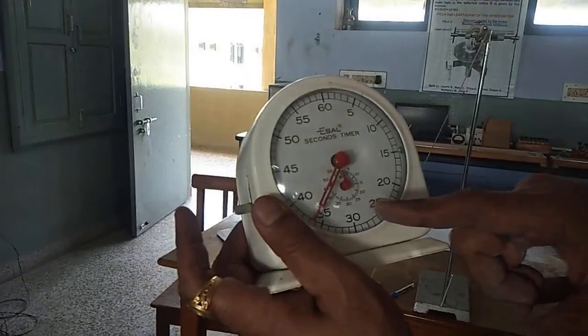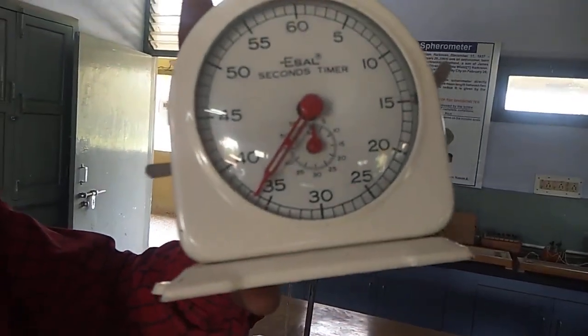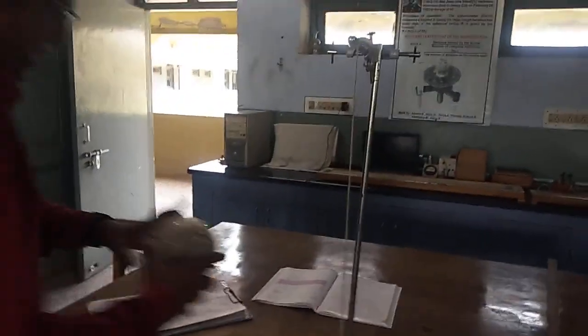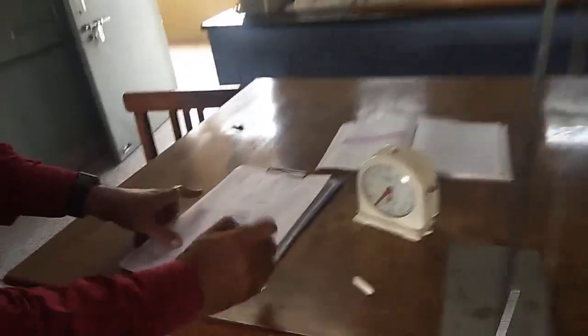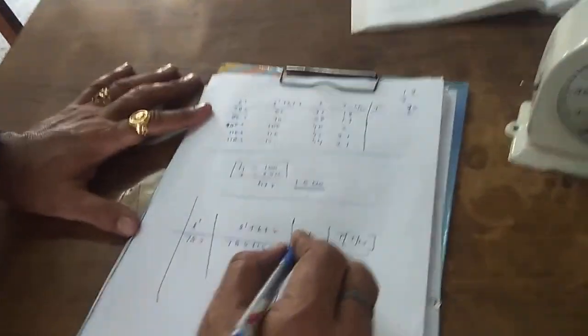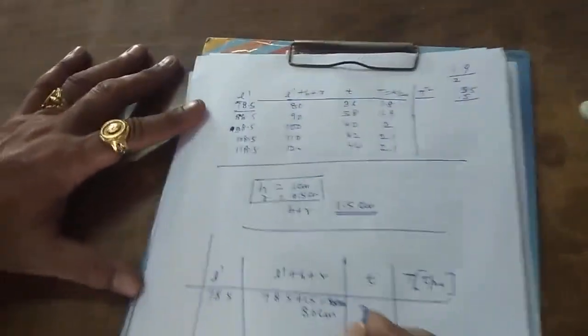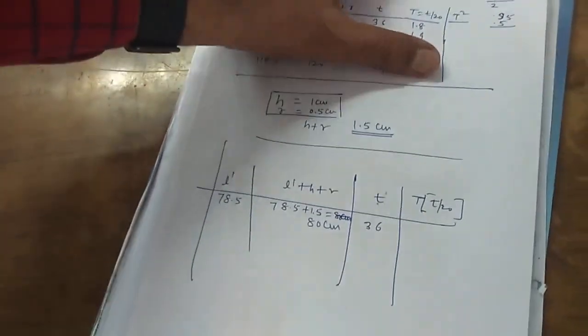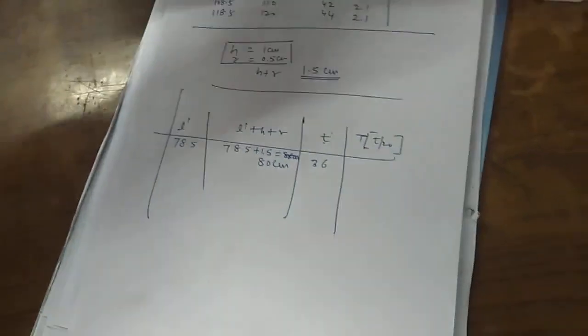See that, when the 20 oscillations are there, children, in 20 oscillations 36 seconds is there. See that, here is 36 seconds. So I have to write here in my observation table, at time, this is 36 seconds. This is the 36 second time period.